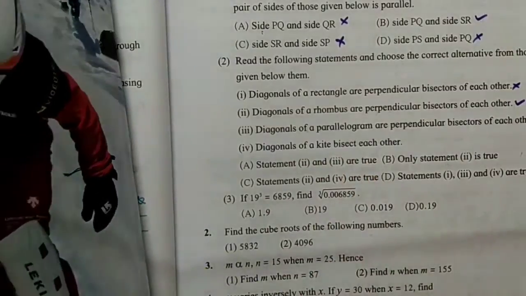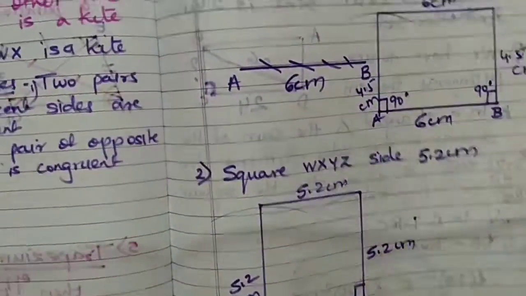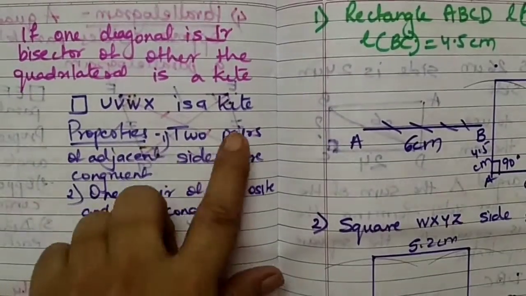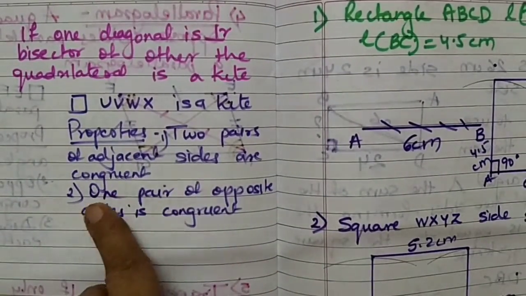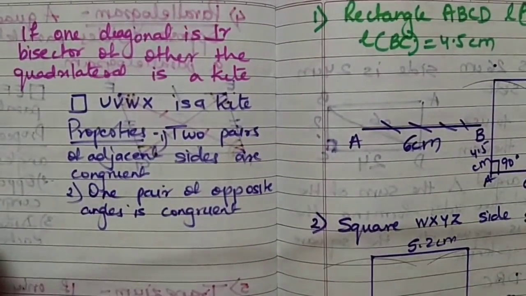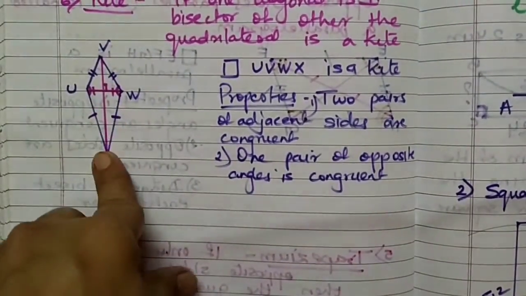Diagonals of a kite bisect each other. Now let us see the diagonals of the kite. Diagonals of the kite bisect each other is not true.